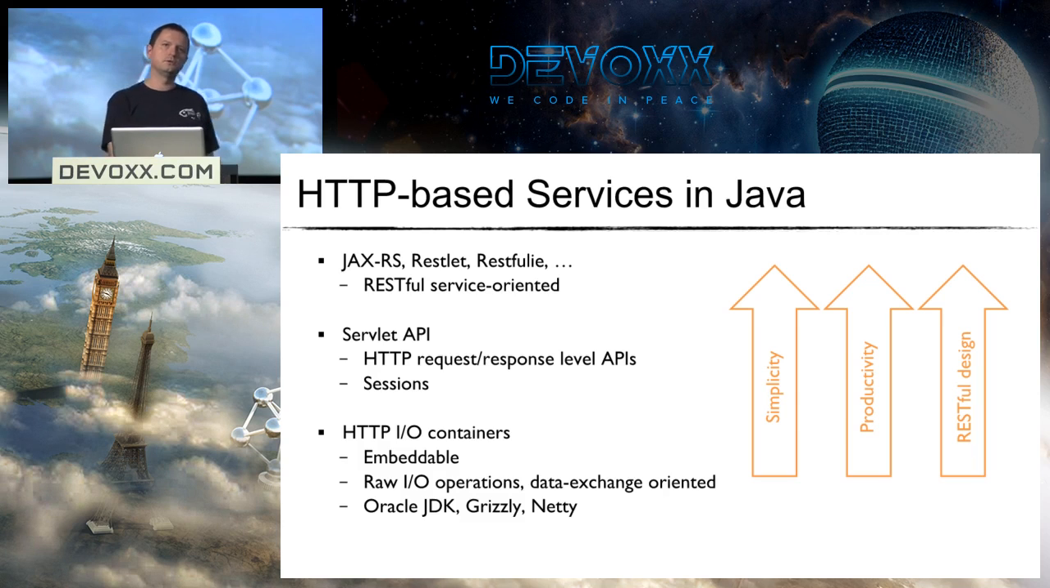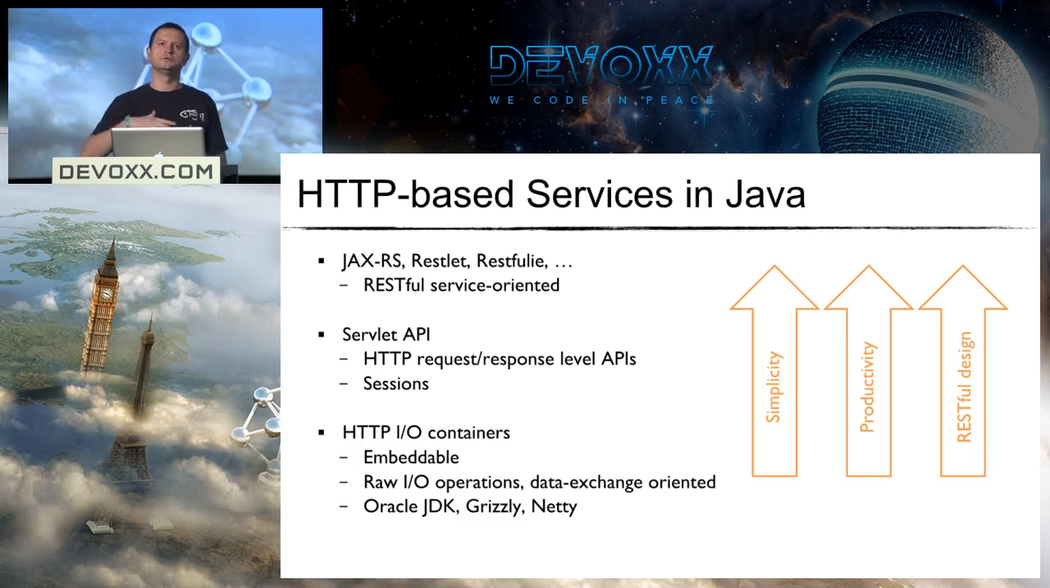Basically, there are certain levels of APIs already provided in Java. And at the bottom level, you have the APIs that really deal with the I/O and raw data transfer, data exchange. They are processing the incoming data and basically are supposed to send whatever data you give to those APIs. These APIs are represented typically by some HTTP I/O containers, such as the one included in the Oracle JDK or Grizzly, Netty and so on.